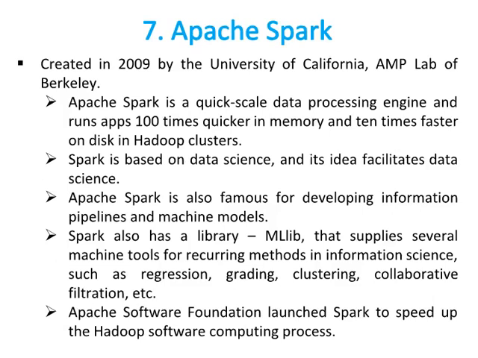Spark is based on data science, and its idea facilitates data science. Apache Spark is also famous for developing information pipelines and machine models. Spark also has a library, MLlib, that supplies several machine tools for recurring methods in information science, such as regression, grading, clustering, collaborative filtration, etc. Apache Software Foundation launched Spark to speed up the Hadoop software computing process.